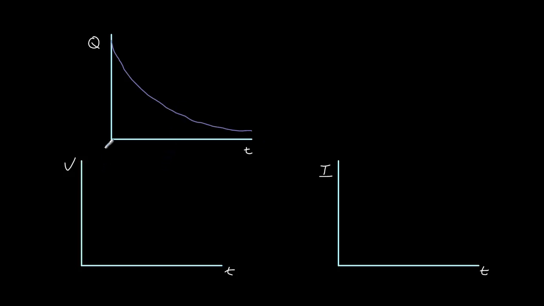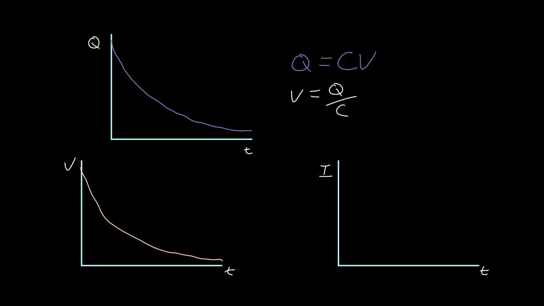Now if this is how the charge is behaving and we want to see what the V is going to be doing, we already know the relationship because we know that Q is equal to CV. So if we rearrange this, we can see that V is equal to Q over C, and because we're not changing the capacitance of our capacitor, we're going to get the same kind of relationship with V. So V will also decay exponentially and asymptote out.